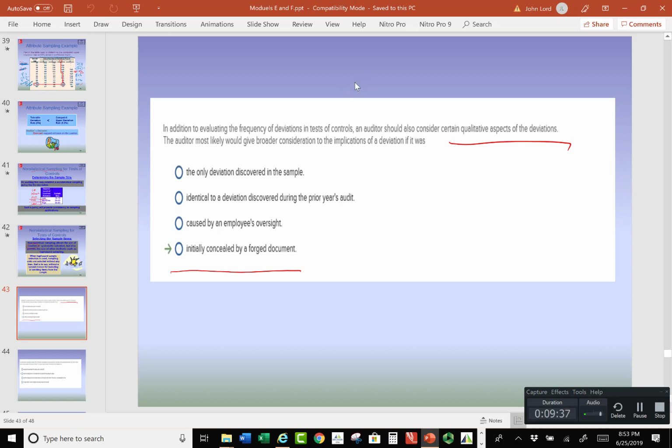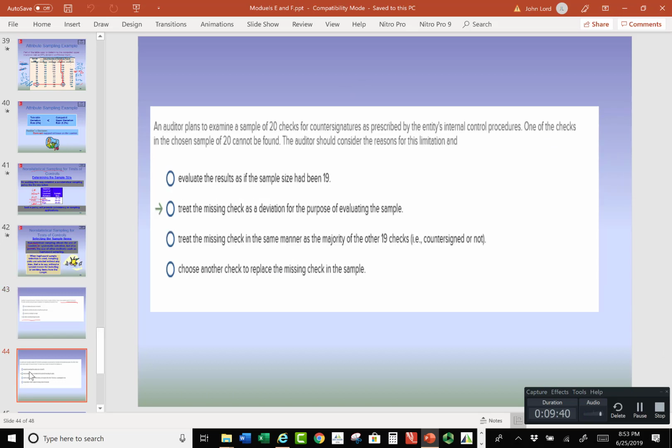Let's take a look at this one. An auditor plans to examine a sample of 20 checks for countersignatures as prescribed by the entity's internal control procedures. Countersign means at least two signatures, one by the CFO and one by the CEO, for example, for checks over a certain dollar amount. One of the checks in the chosen sample of 20 cannot be found. The auditor should consider the reason for this limitation and treat the missing check as a deviation.